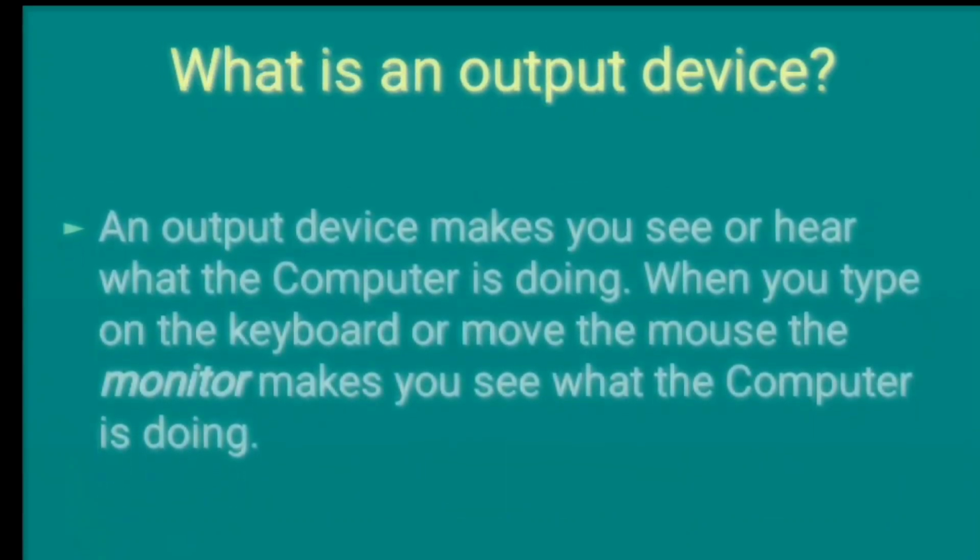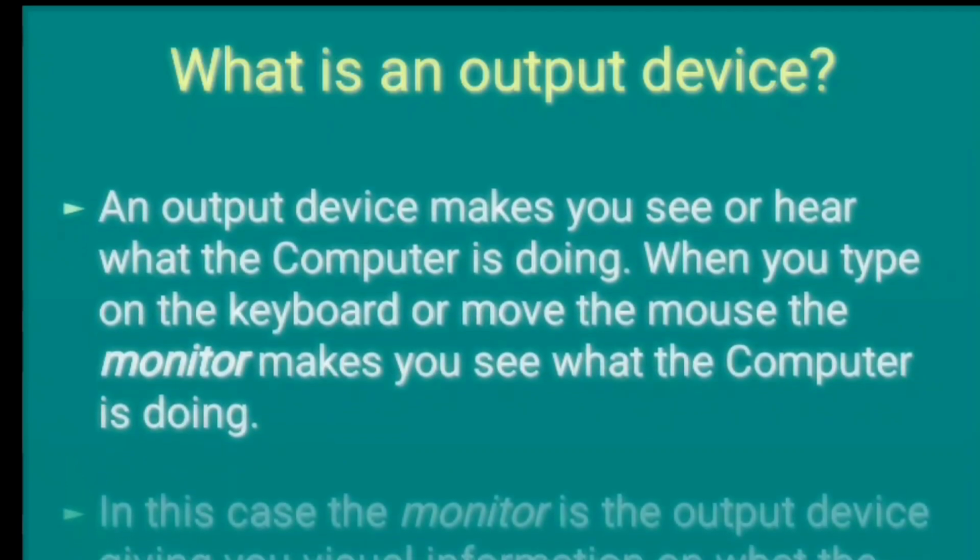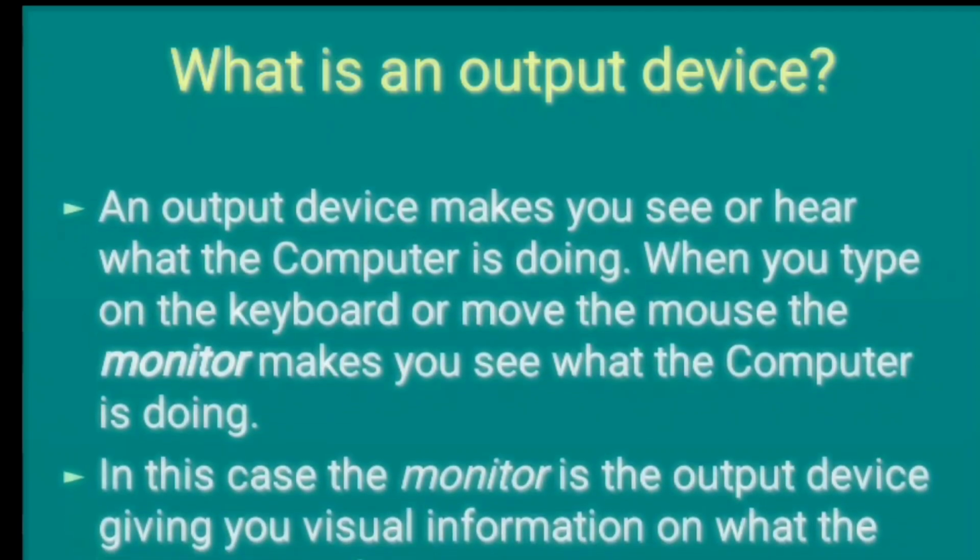What is an output device? An output device makes you see or hear what the computer is doing. When you type on the keyboard or move the mouse, the monitor makes you see what the computer is doing. In this case, the monitor is the output device giving you visual information on what the computer is doing.